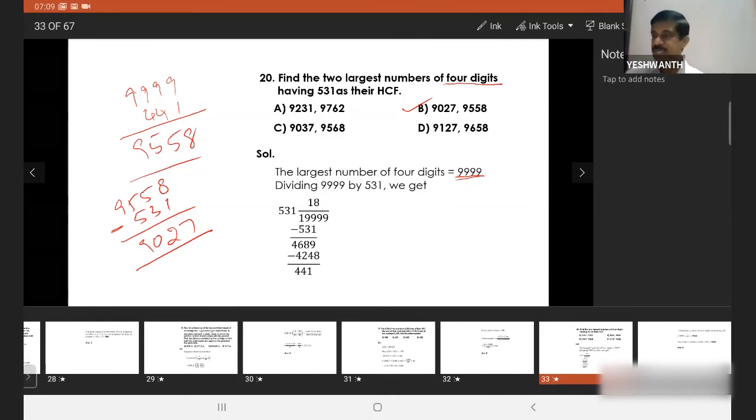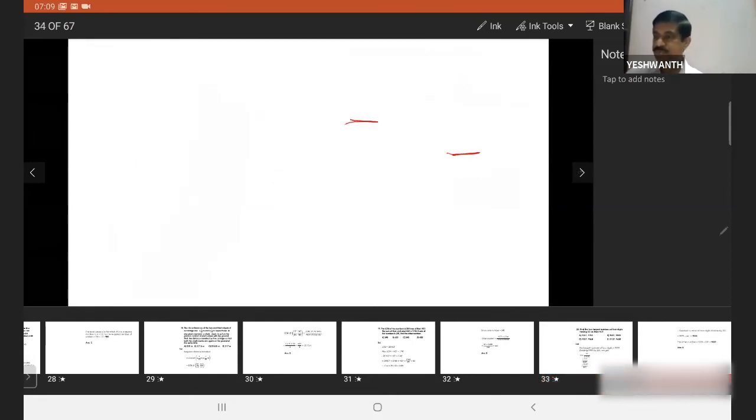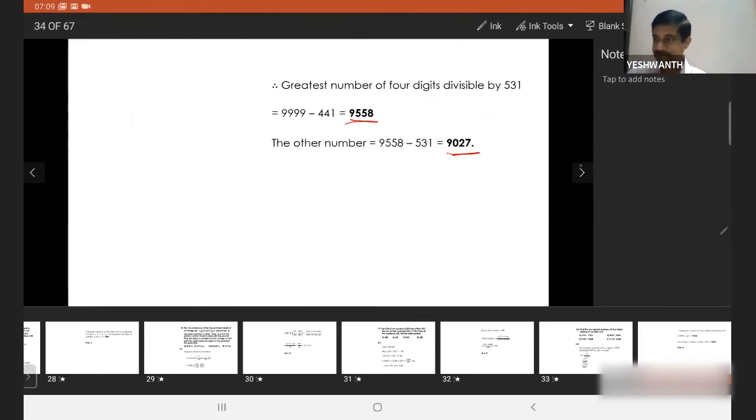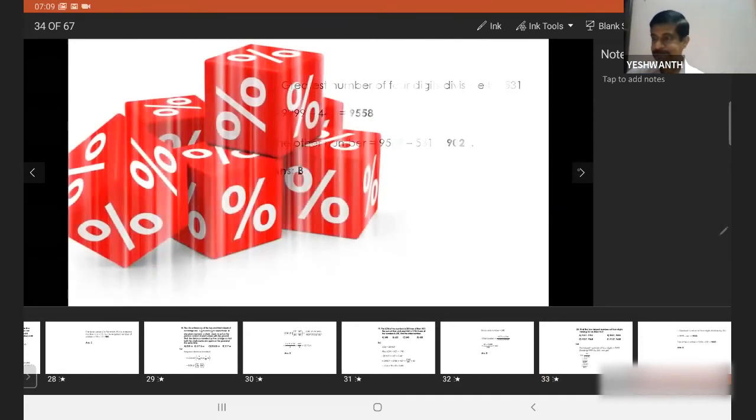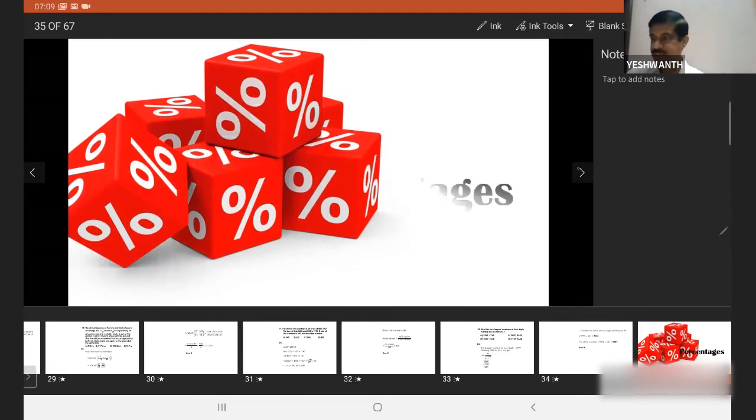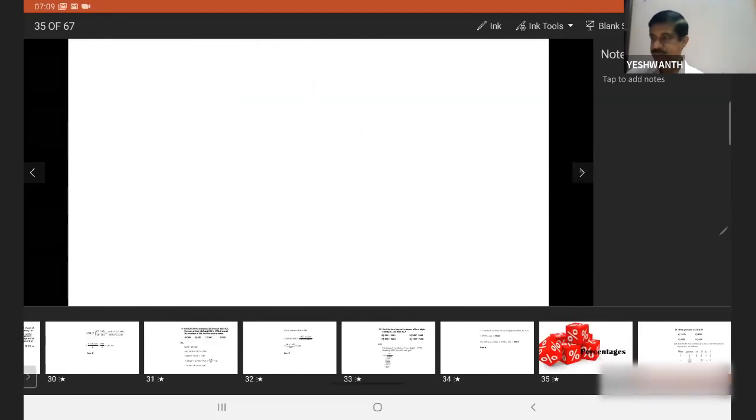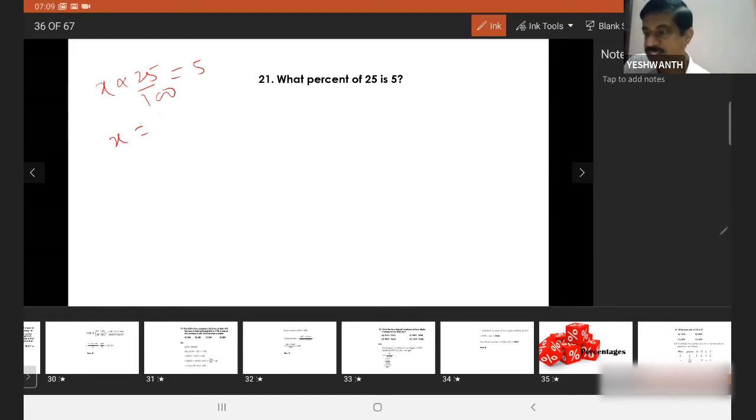Okay, children. Let us go to the next question now. Now it is percentages. What percentage of 25 is 5? What means X. Percentage of 25, 25 by 100 equal to 5. So X is 5 into 4. So that is 20. So 20%.